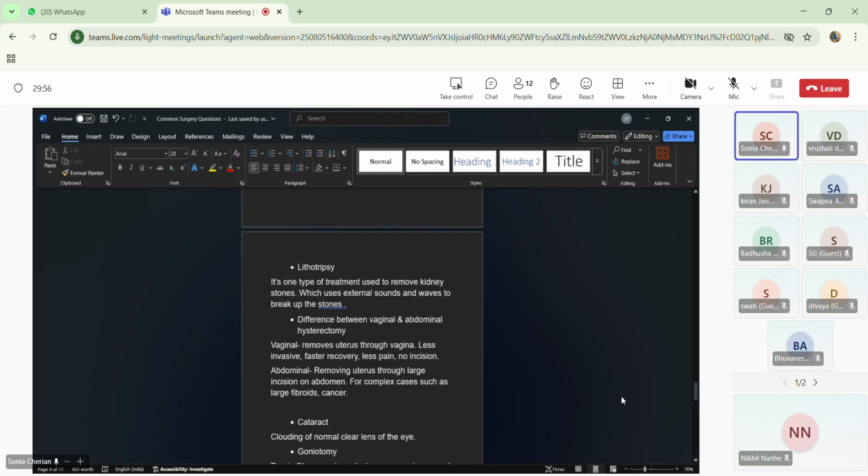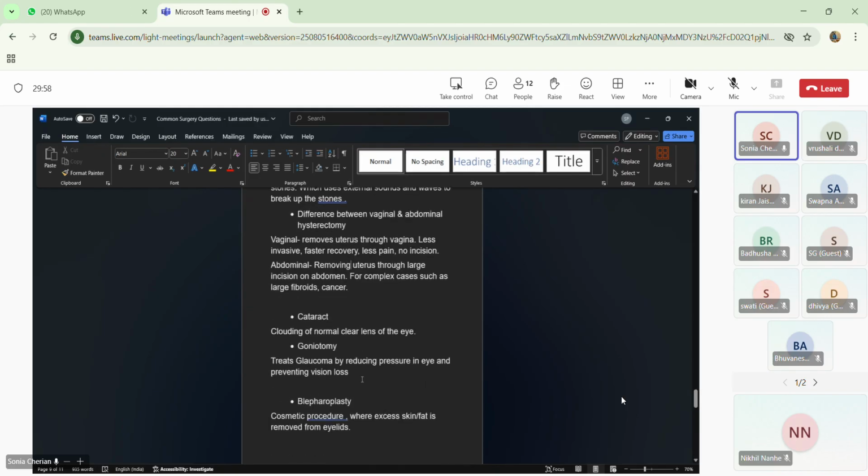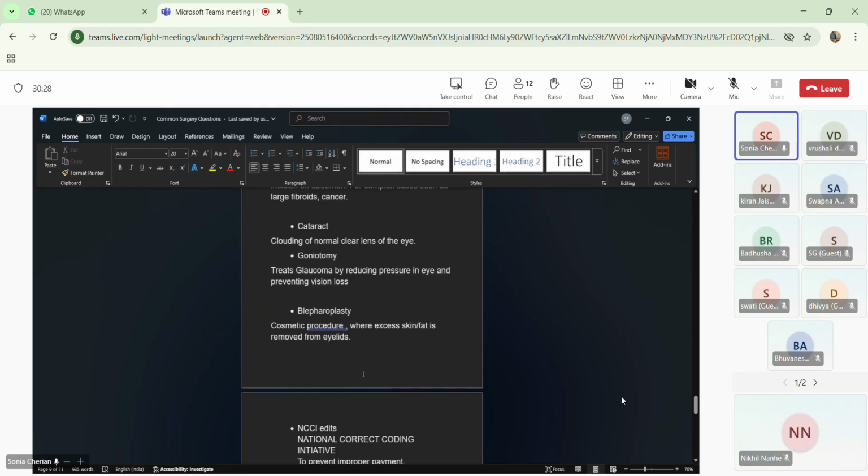Then they will ask what is cataract. Okay, what is goniotomy? So goniotomy is nothing but a treatment to treat glaucoma. Okay, so it will reduce the pressure in the eyes so that it prevents vision loss. Okay, so they might ask you what is cataract, goniotomy, blepharoplasty. So blepharoplasty, I told you, right, is a cosmetic procedure. They will just resect the excessive skin or excessive fat in the eyelids. Okay, so that is what they do in blepharoplasty.